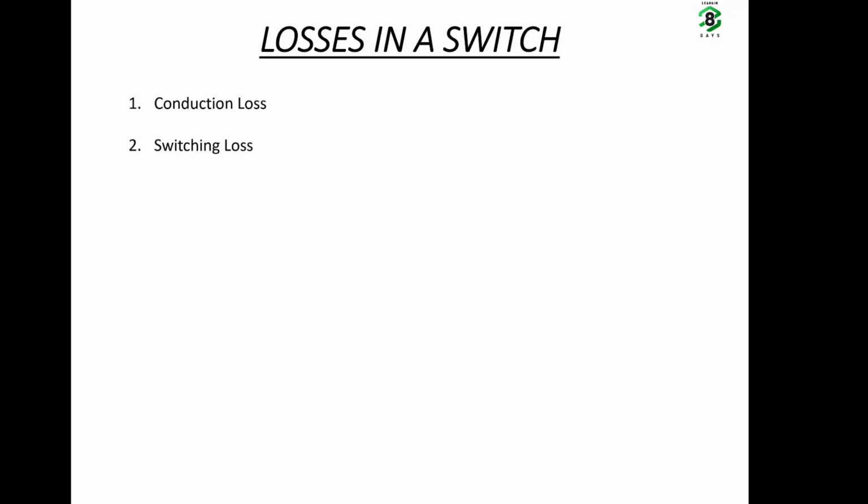In a switch there are two types of losses. First one is conduction loss, second one is switching loss. So what is conduction loss? It is the loss that occurs in a switch when it is conducting. What does it mean? When the switch is conducting, there is a certain voltage drop across the switch, and as it is conducting, the current flows through the switch. So the product of these two, voltage and current, will produce the losses. Okay, so it is conduction loss.